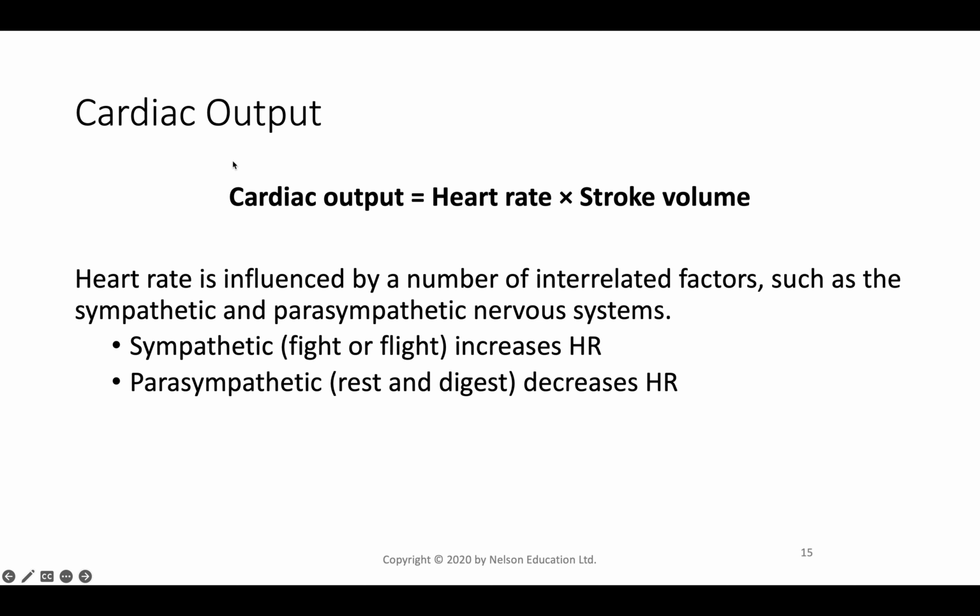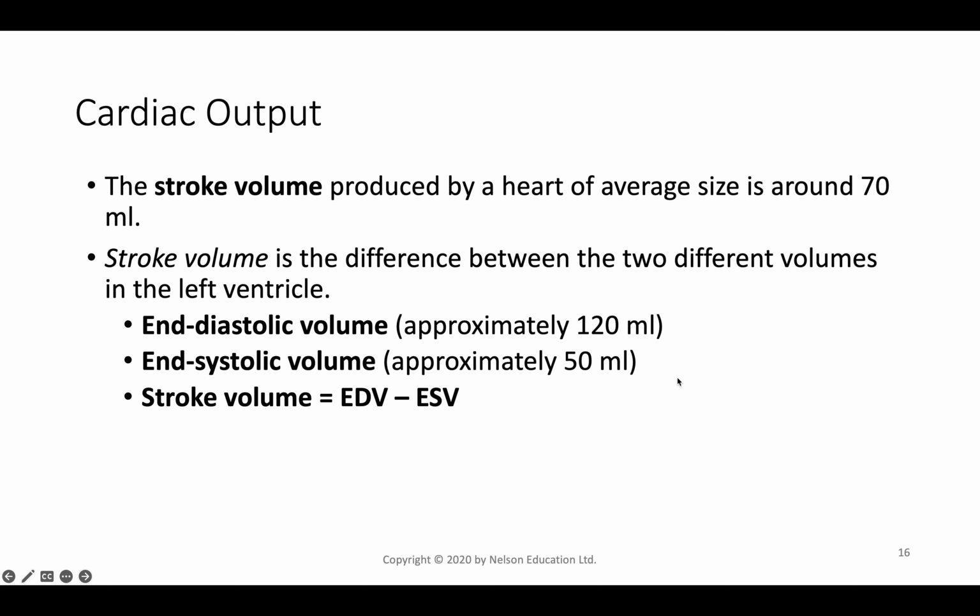Now, heart rate is influenced by a bunch of different factors. Remember, the sympathetic system is going to be involved in increasing your heart rate. Your parasympathetic nervous system is going to decrease your heart rate. And then we have different drugs for each of these pathways that the heart is responsive to, whether we're going to cause an increase or decrease in our heart rate.